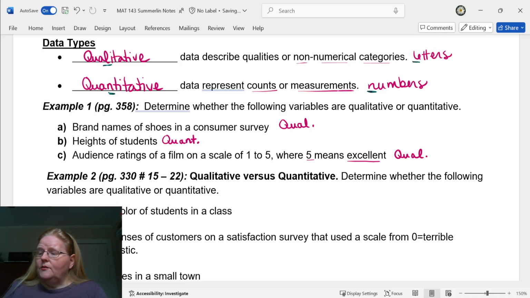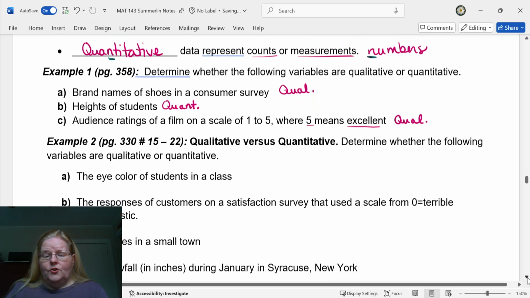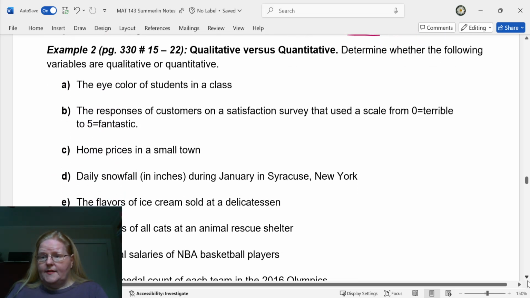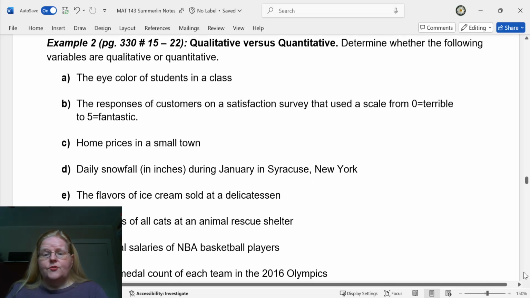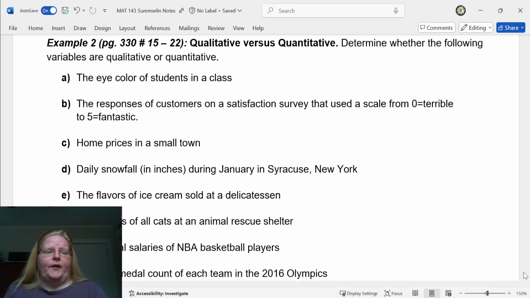So, now that we've discussed that, you should be able to do example 2. So go ahead, pause the video, and you try example 2, A through H. Go ahead. You can do it. Go on. Okay.